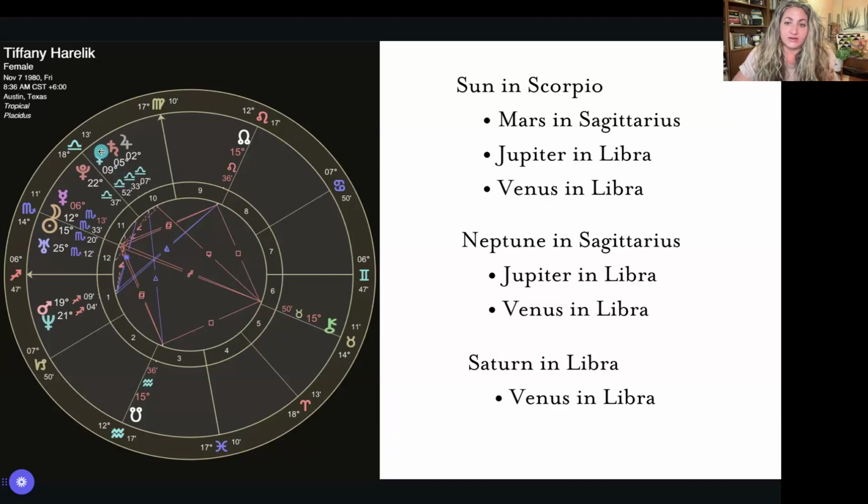So we can look at it through another lens. Let's start with Neptune in Sagittarius. What rules Sagittarius? Jupiter. Where's Jupiter? In Libra. What rules Libra? Venus. So Venus in Libra is still our common denominator. If we started with Saturn in Libra, we would just say, okay, Venus rules Libra.